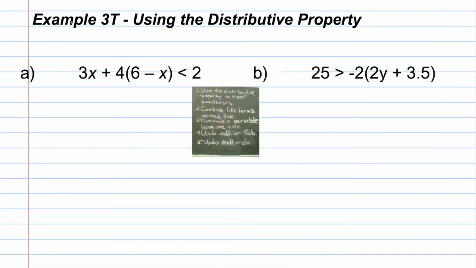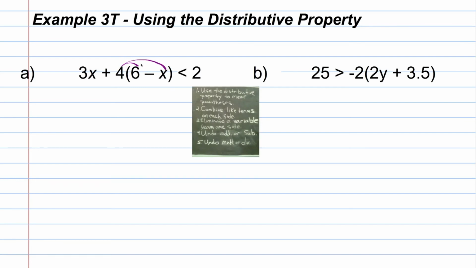In example 3, we're going to be using the distributive property to solve inequalities. We're not told exactly what to do here, but you can conclude that the directions are going to be solve the inequalities. And for the first inequality, if we refer to these 5 steps here, use the distributive property to clear parentheses. That's the first thing that you should do, is use this distributive property to get rid of parentheses.